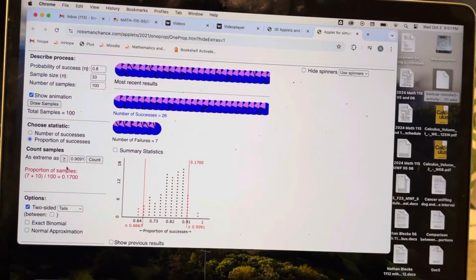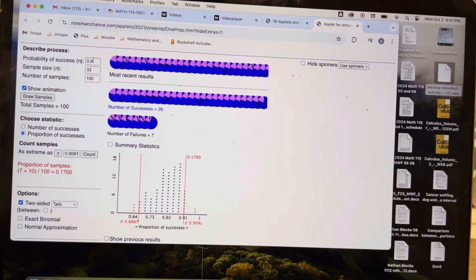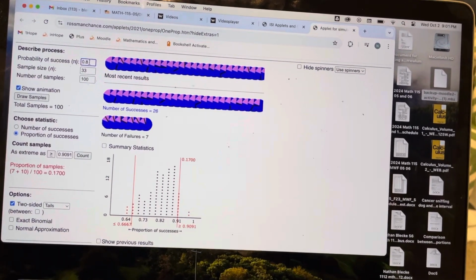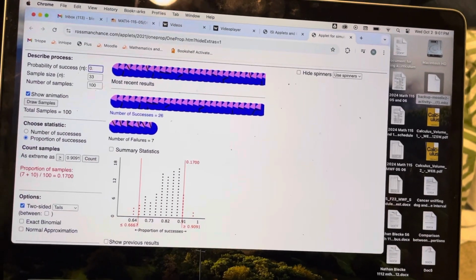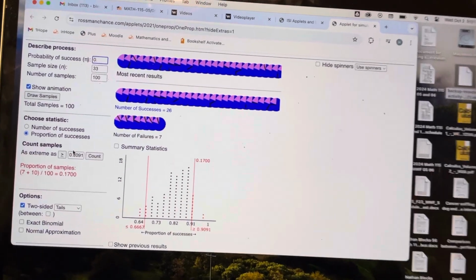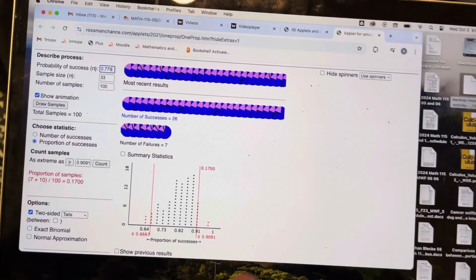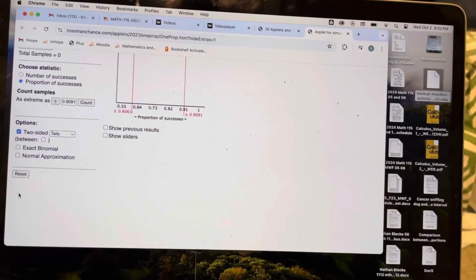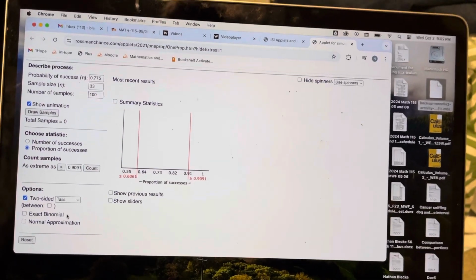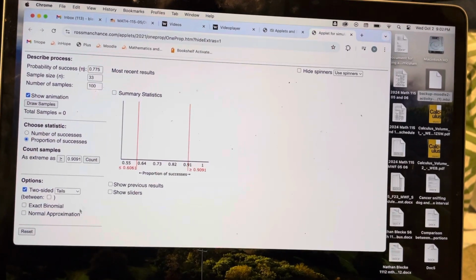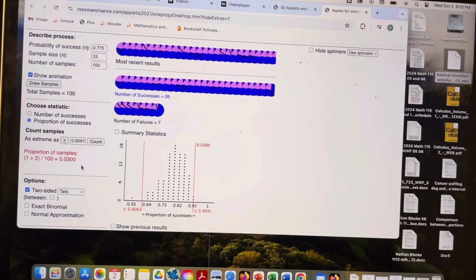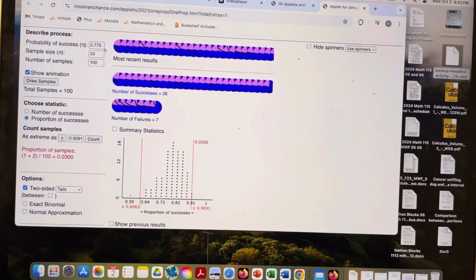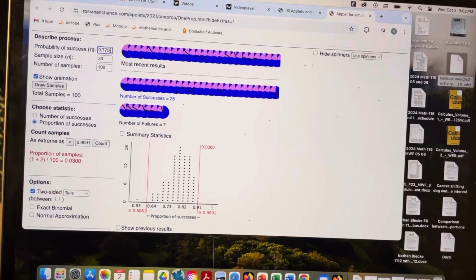What I need to do is, this is way too much. 0.8 is definitely plausible by that p-value. So we're going to reset, and I'm going to drop this back to 0.775, and hit reset. Now, with the two-tail thing, I'm going to hit draw samples. It's 0.03, so I'm getting closer.